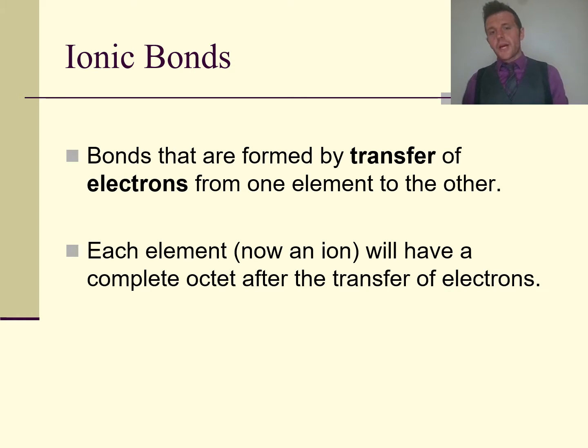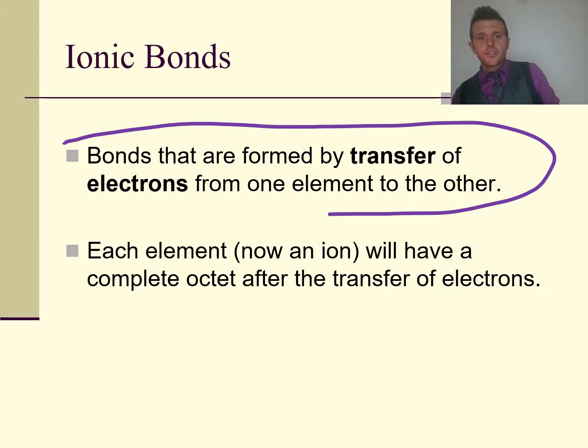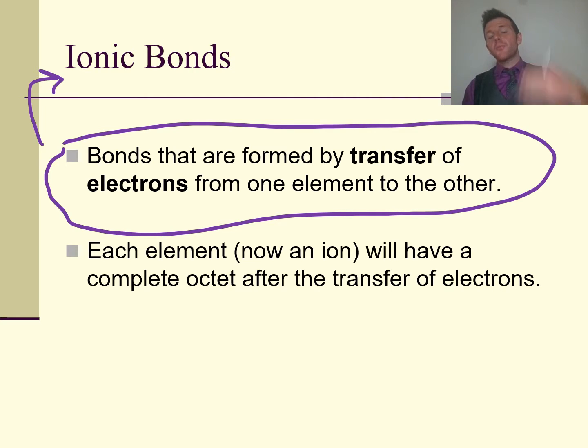Ionic bonds are bonds that are formed by transfer of electrons from one element to another. This is the definition that we're going to be using. It's going to be a complete transfer, a complete giving away. A good example is if somebody gives you a present, they give it to you, and it's yours. They have transferred it to you. They don't give it to you and then ask for it back. No, it's a one-time, here's a present.